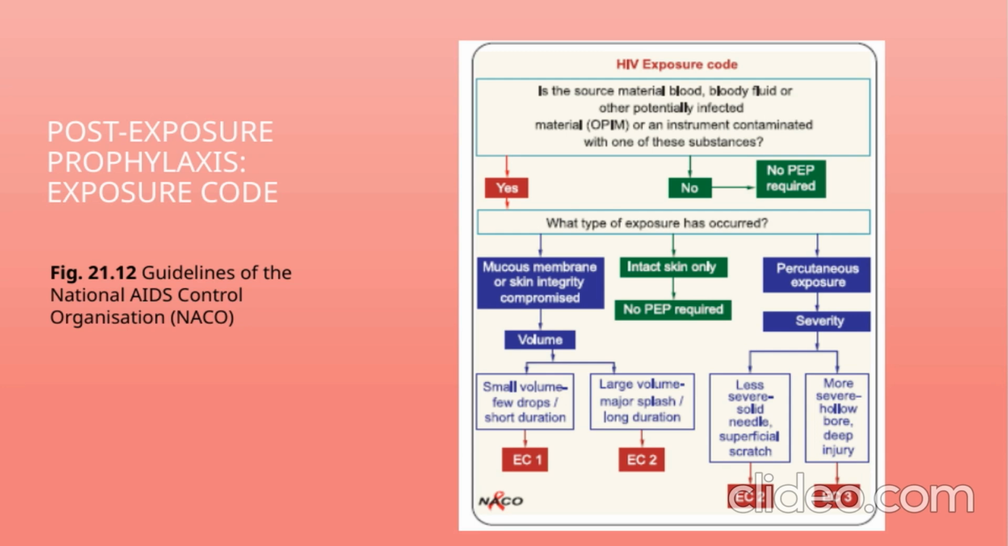The exposure code helps categorize the risk level, whether it's a high, moderate, or low-risk exposure. This classification guides us on whether to initiate post-exposure prophylaxis, or PEP, and the urgency with which it should be started. It's important to understand that timely intervention is key to reducing the chance of HIV transmission after exposure. By following these guidelines, healthcare providers can ensure that individuals receive the right treatment promptly, ultimately improving outcomes and preventing new infections. So, understanding and applying the exposure code correctly is a vital part of managing potential HIV exposure effectively.